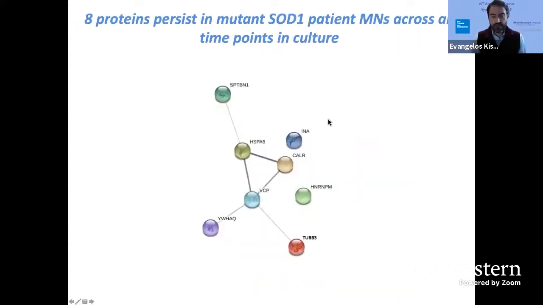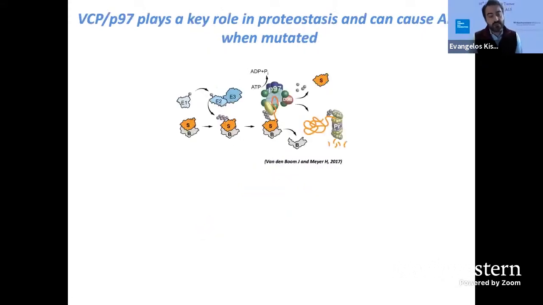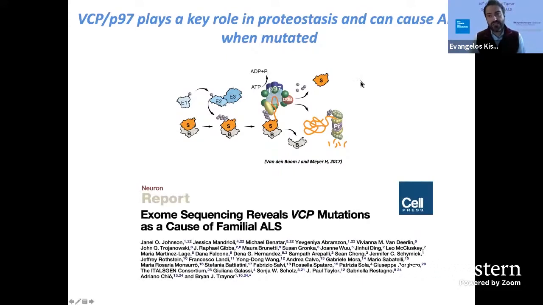These are the proteins depicted here. And what really caught our attention again was that at the center of this was a protein known as VCP. And VCP caught our attention for a couple of reasons. Firstly, because it is a well-documented protein that plays a key role in proteostasis. And secondly, because mutations in VCP itself are known to cause ALS.